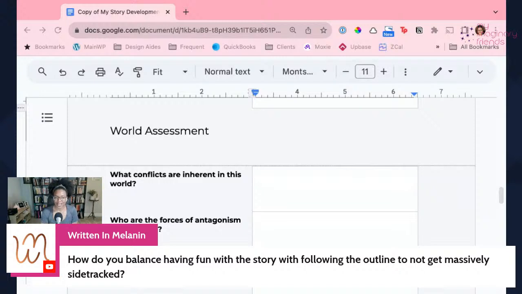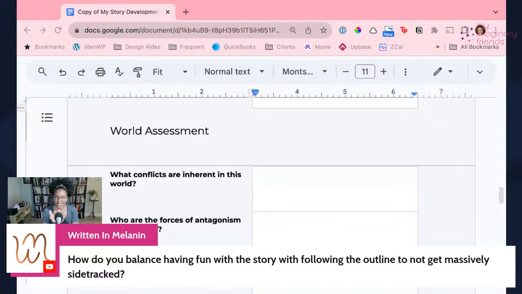Written in Melanin asks, how do you balance having fun with the story with following the outline to not get massively sidetracked? That is a really good question. I'm hoping that with the outline process that I do, everything is connected. That's the whole point of tonight, to start weaving everything together. We're crafting characters along with the world and the plot. And so hopefully I'm injecting that all along the way, so that I get to an outline of a story that makes sense, the broad strokes of it. If I'm doing a one-page outline, let's call it that, it's going to be very big picture. That's what has to happen.